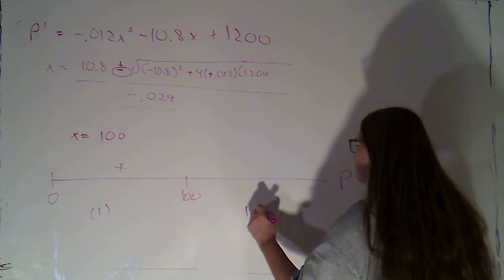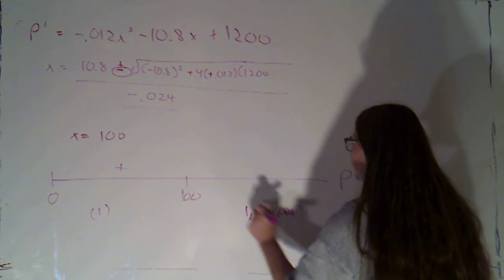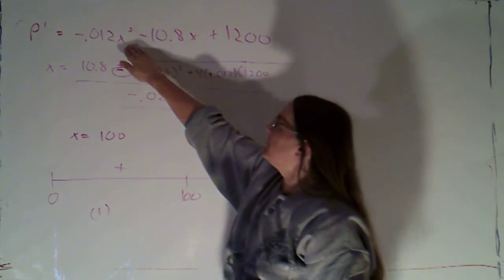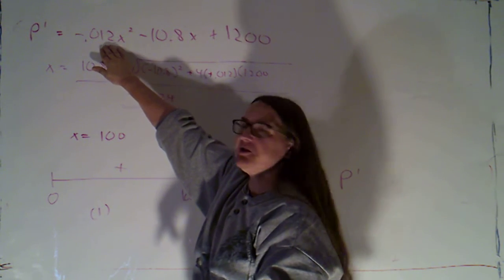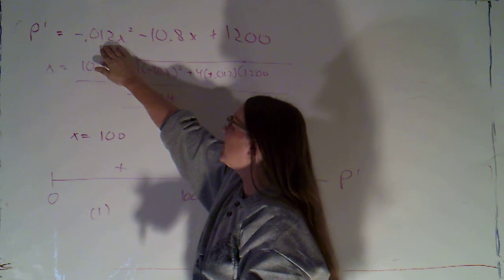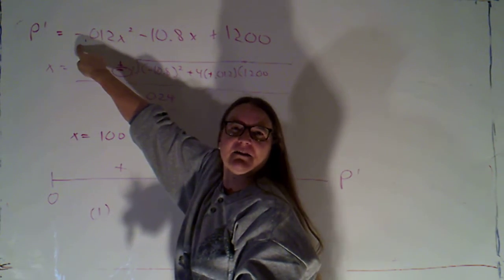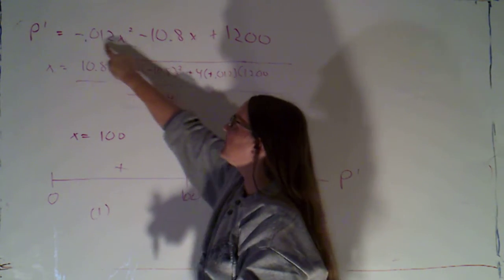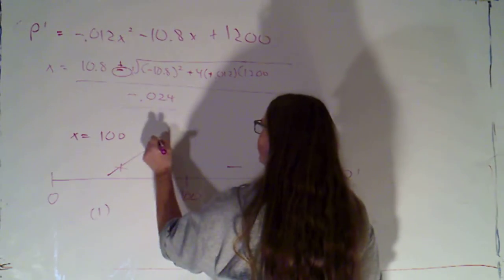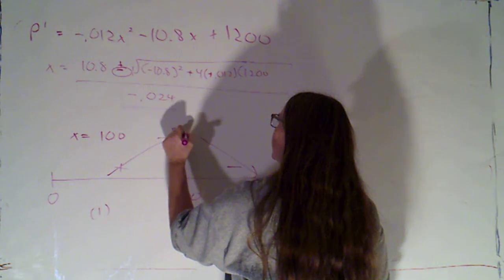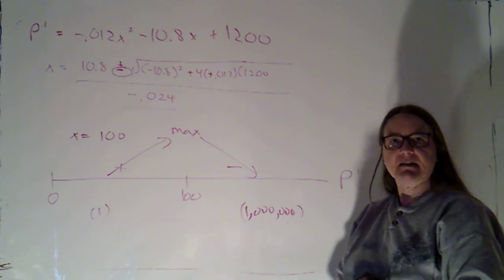And if I plug in a million, okay, well, a million squared is really big. Multiplying it by 0.012 makes it a little bit smaller, but not that much. This term is going to be negative. And I know that polynomials are dominated by their lead term, so this is going to become negative. So that's going to give me a maximum here.